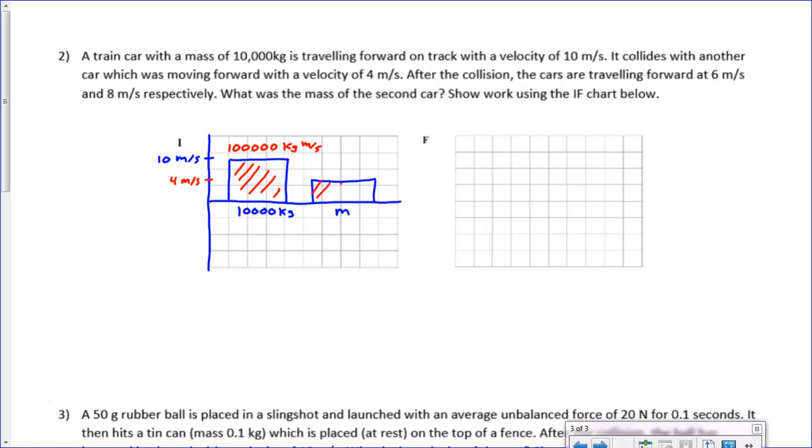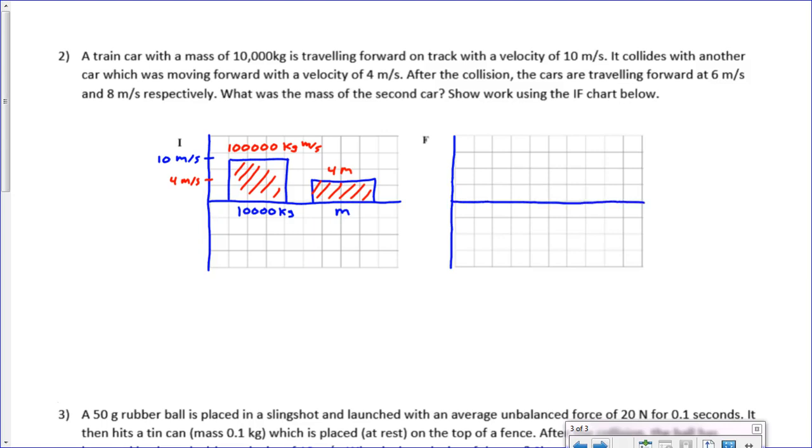Okay, and so if I find the area of this one, I just take base times height. It's a rectangle, so it's going to be 4m. All right, 4 times whatever my mass is. Then I go to the final situation, and I can do something similar.